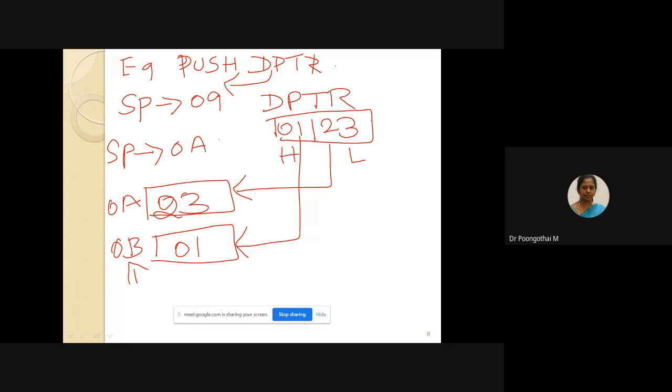So the given example is PUSH DPTR. DPTR holds 16-bit data. Initially, your stack pointer is pointing to 09. During the execution, first the stack pointer value is incremented by 1, so 09 becomes 0A. After incrementing, it will write the data into the corresponding memory location. The data to be pushed here is 23, so 23 is pushed into 0A. And next, 01 is pushed into 0B. This is the operation of push. Any doubt?